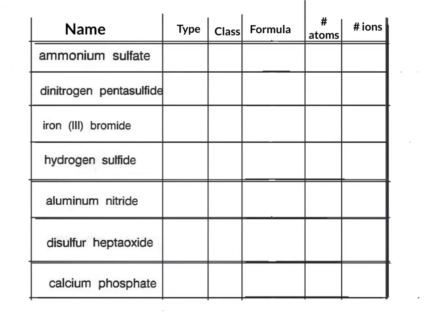Next, we have aluminum nitride. Aluminum is a metal, so we have an ionic compound. So we know that there will be ions present. The classification is going to be salt because there's no hydroxide. The formula, aluminum has a 3 plus. Nitride is N with a 3 negative. We put that together and our formula is AlN. Number of atoms, just 2. Number of ions, also 2.